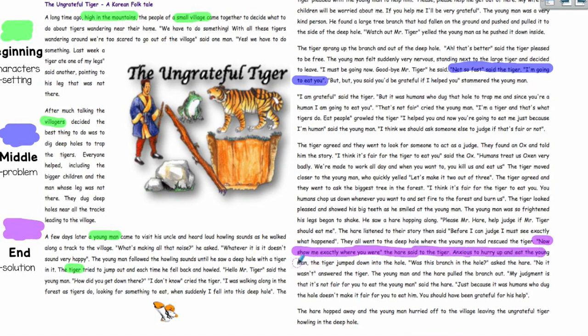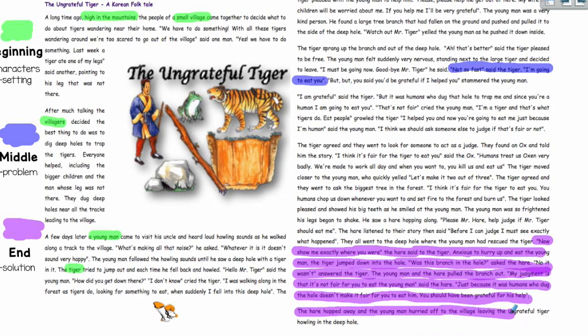And this solution goes all the way to the very end of the story. So the tiger jumps in the hole, they remove the branch, and then the hare says that he doesn't think it's fair. So in the end of the story, the tiger is stuck in the hole, and the hare gets to hop away, and the man gets to walk away from the tiger.